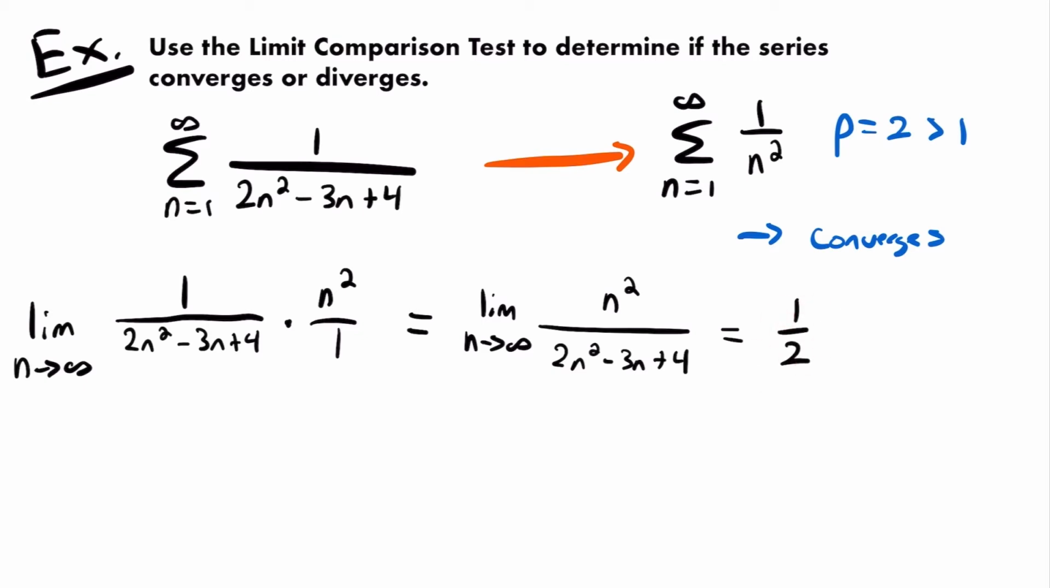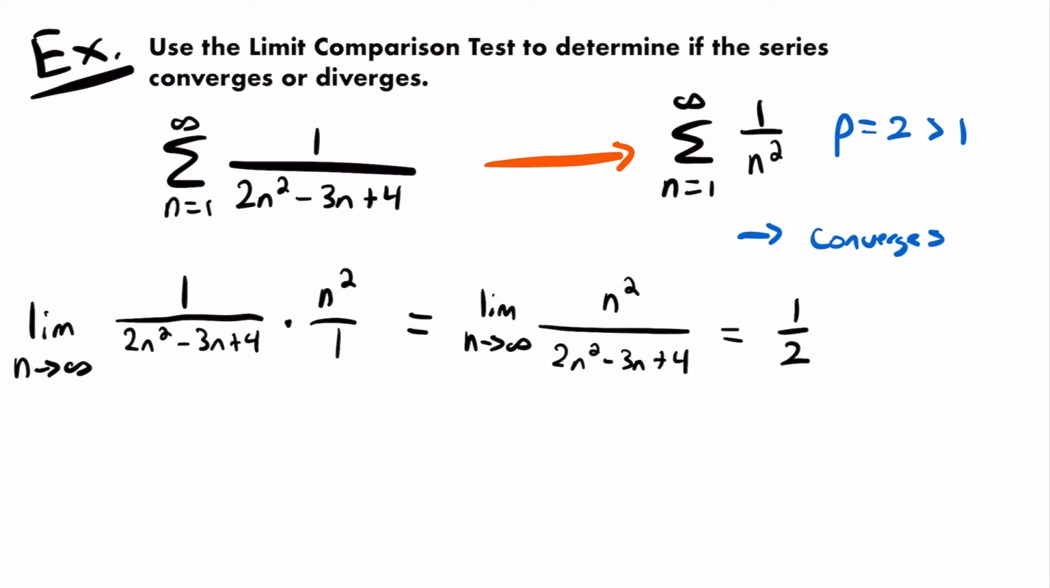Okay, so that's a shortcut that maybe you are familiar with, maybe you're not, but you can use that for a limit as n approaches infinity of a rational expression. All right, but now we have shown that this limit is equal to a finite value. And so we can conclude that our original series will also converge just like our comparison series.